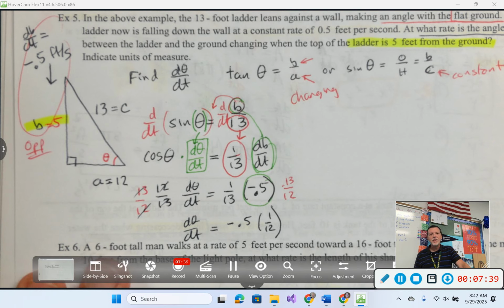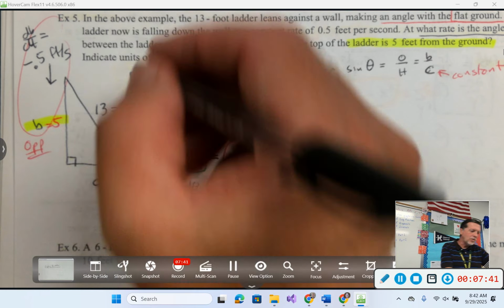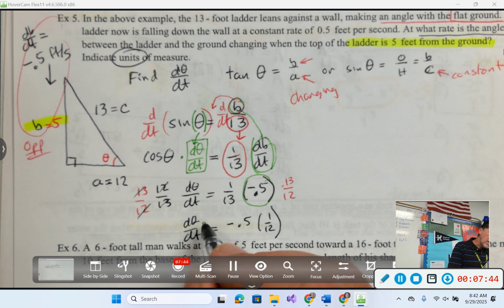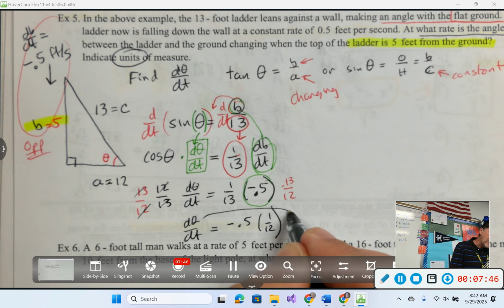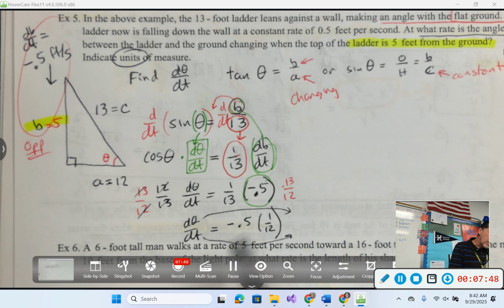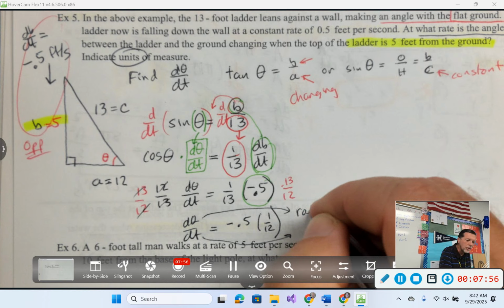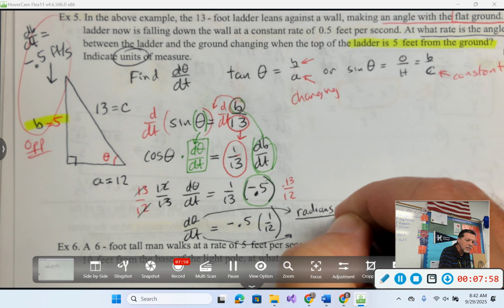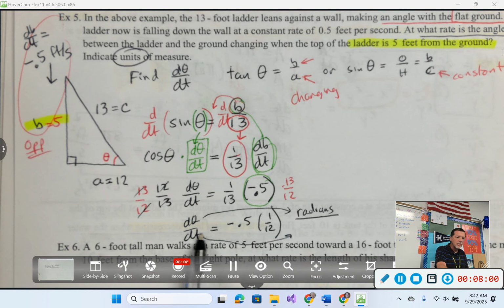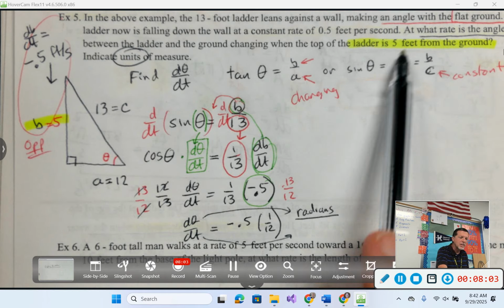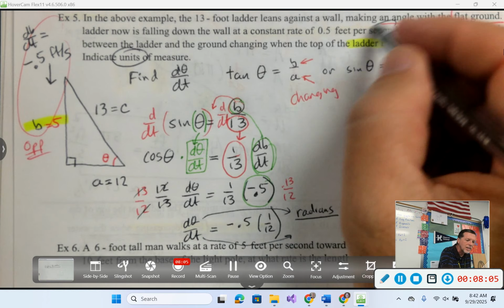Like, safe stop. It does say indicate units of measure. We did not keep up with units, but we don't have to. What is the angle measured in? Oh, I'm glad you said that, because it's not right. It's always radians in here. Always, always, always radians. So radians per whatever unit of time we're using, per second.